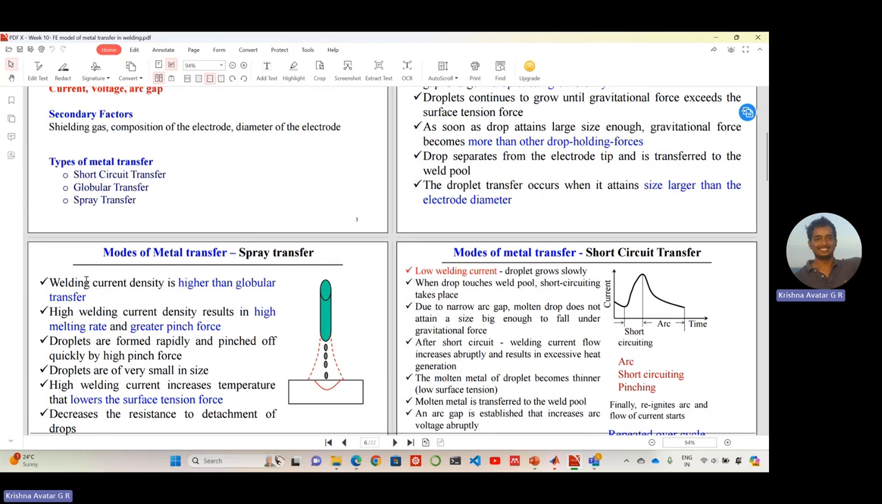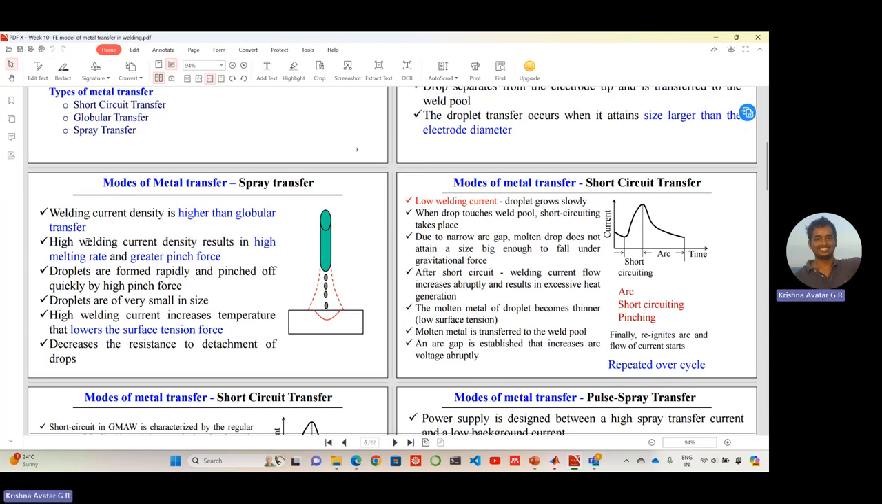Then we come to spray transfer. In spray transfer, welding current density is higher than in globular transfer, and high welding current density results in a high melting rate and greater pinch force. Droplets are formed rapidly and pinched off quickly by the high pinch force. The droplets are very small in size, and the high welding current increases temperature, which lowers the surface tension force and also decreases the resistance to detachment of drops.